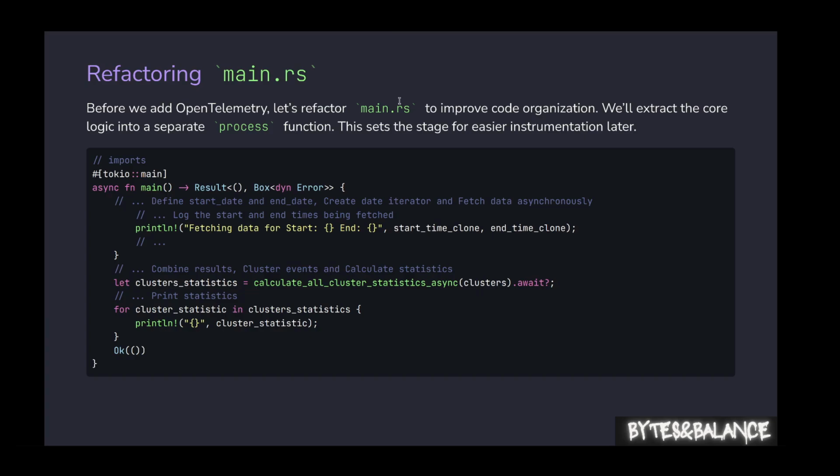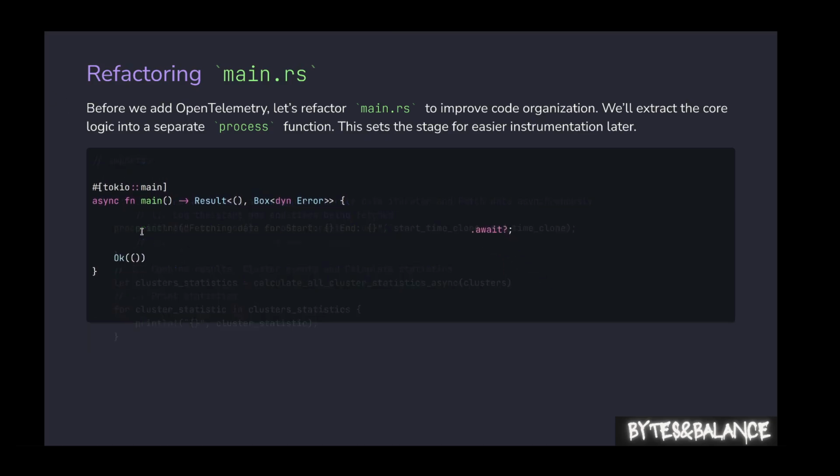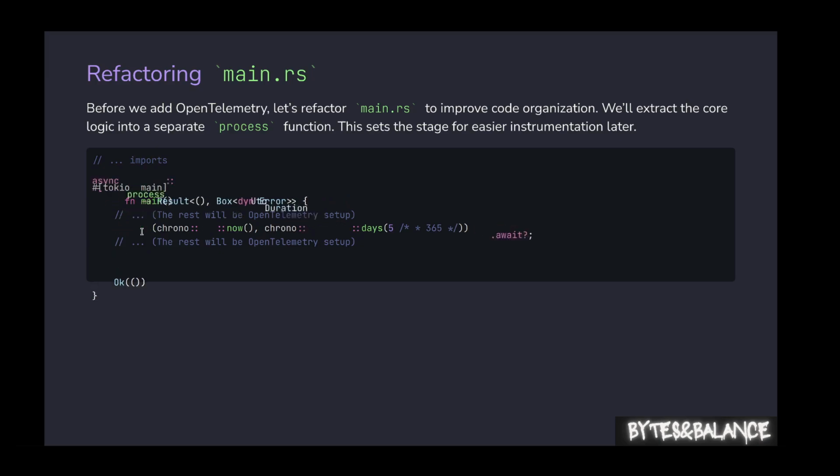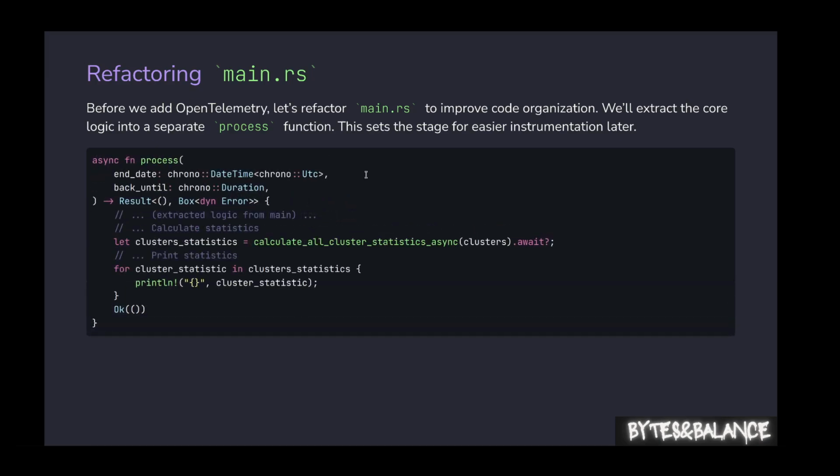The main function now handles the overall program setup, responsible for setting up the OpenTelemetry trace and any other necessary configurations. But anything else that we had before for the statistics and all that goes to the process function, and this is our process function.